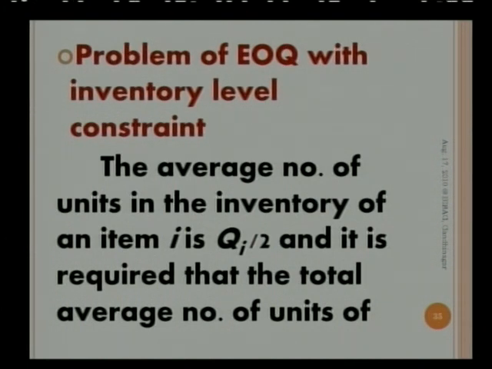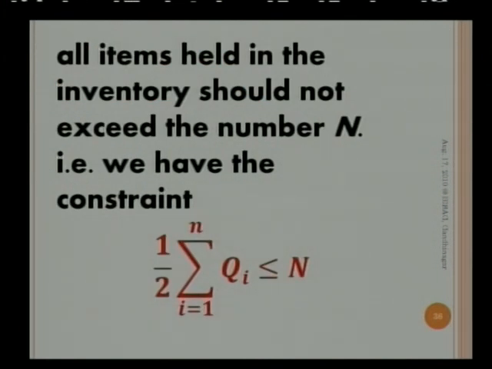Next, starting with the problem of EOQ with inventory level constraint. Sometimes it happens that we cannot go for the maximum inventory level because we have some constraint with the warehouses, like we can store up to say 100 units. If our maximum level is 120 units, there will be a problem with 20 units. So first of all, we need to make this problem mathematical.